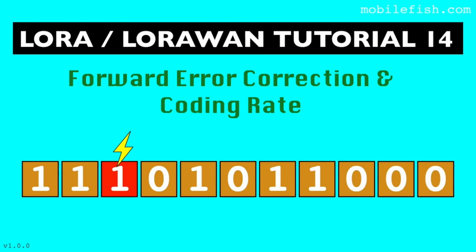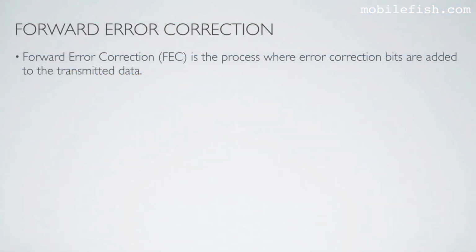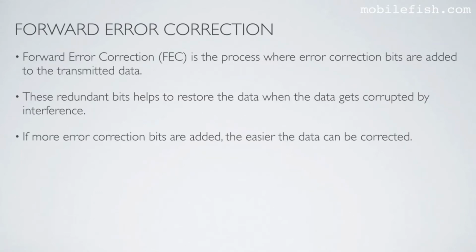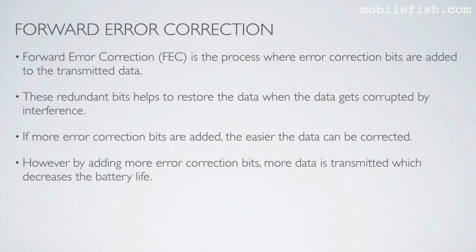In this tutorial, I will explain what forward error correction and coding rates are. Forward error correction is the process where error correction bits are added to the transmitted data. These redundant bits help to restore the data when the data gets corrupted by interference. If more error correction bits are added, the easier the data can be corrected. However, by adding more error correction bits, more data is transmitted, which decreases the battery life.